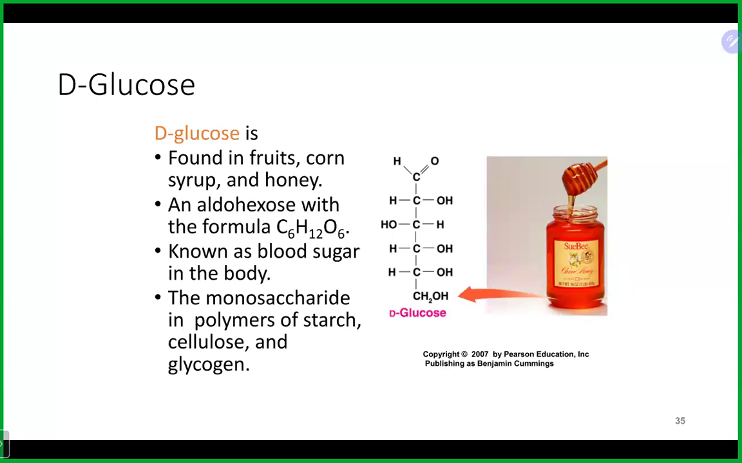D-glucose is found in fruits, corn syrup, and honey. It is, as we see there, an aldose. It is a hexose as well. It's got 6 carbons. It is, again, known as blood sugar. It is the monosaccharide in polymers of starch, cellulose, and glycogen, as we will see. Glycogen is stored energy, right? So you don't use it in glycolysis, it stores it, and then you break it back down through gluconeogenesis to free it up.